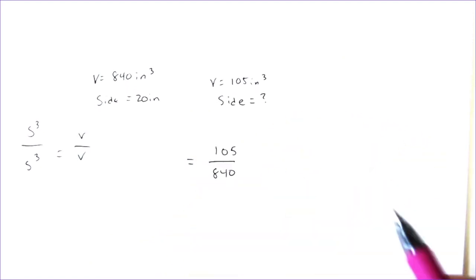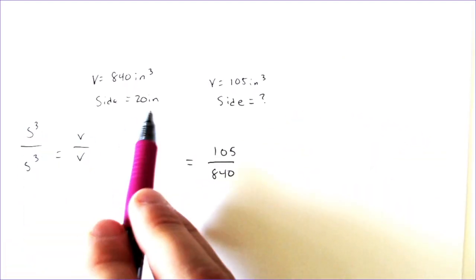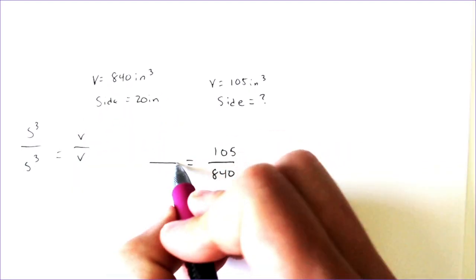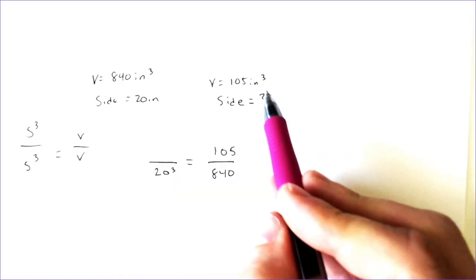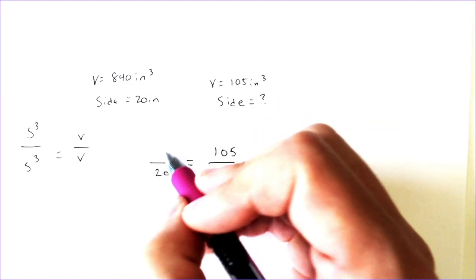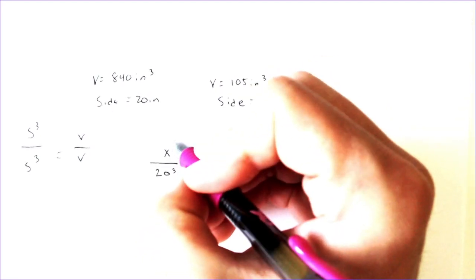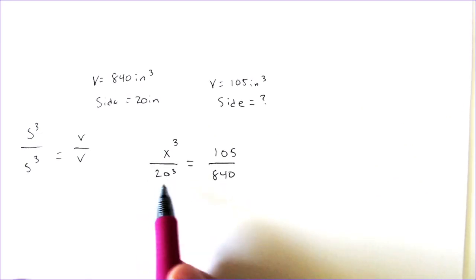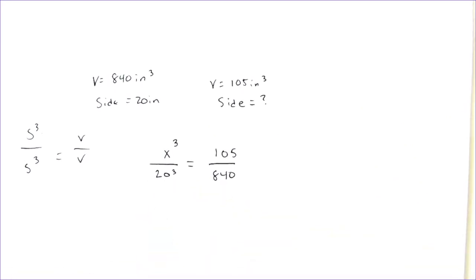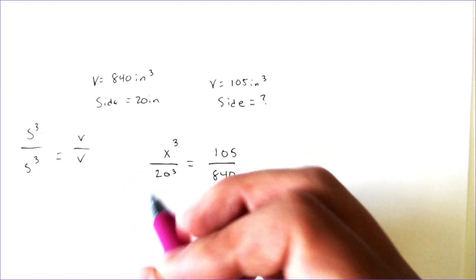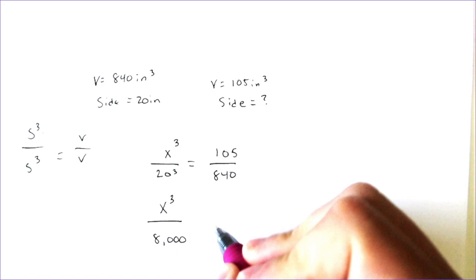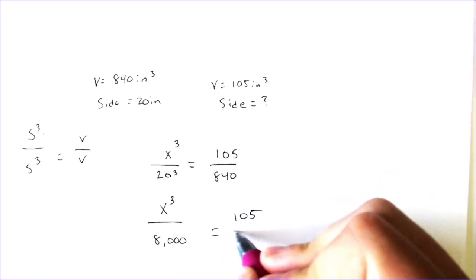And that would be equal to the side to the third over the side to the third. Well, the 20 is going to belong with the 840. So that's going to be 20 to the third. And the other side, we don't know, so we're either going to call it x to the third or s to the third. I like x. X is a little bit easier to write. So we're going to figure out what 20 to the third is. It's a big number. 20 times 20 times 20 is 8,000. Equals 105 over 840.